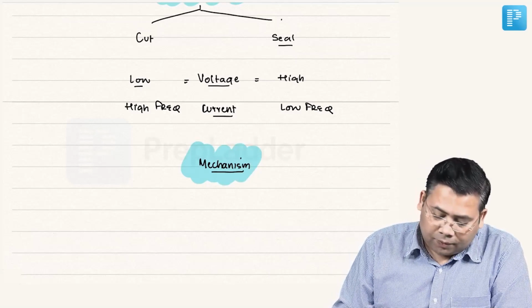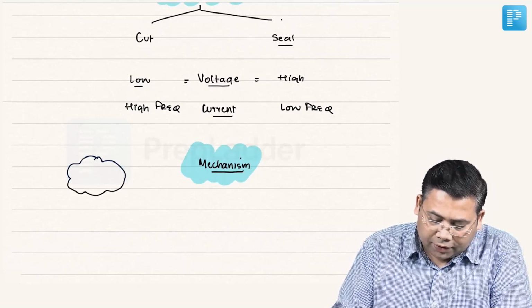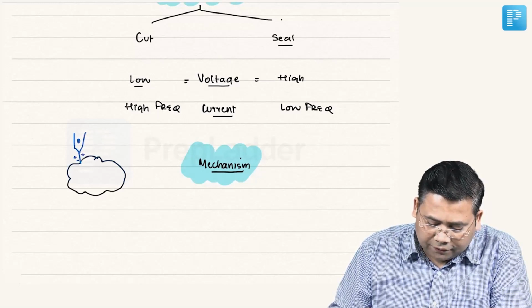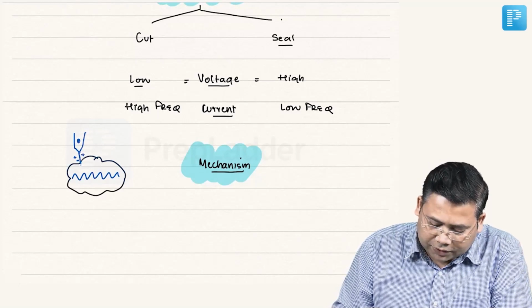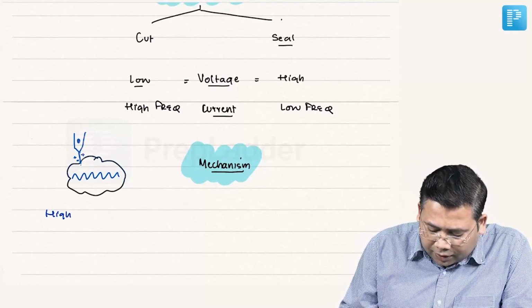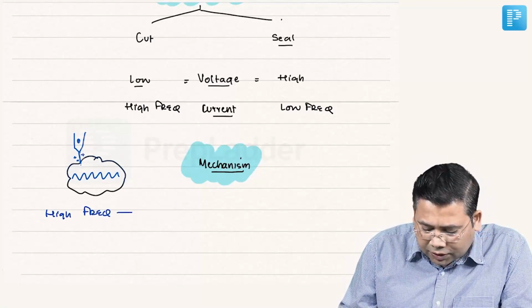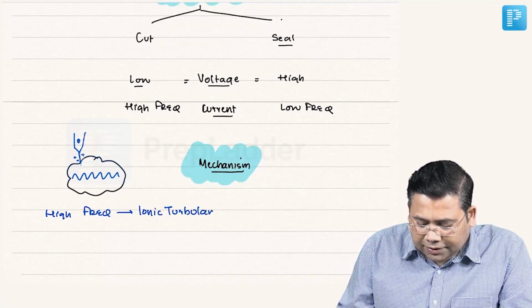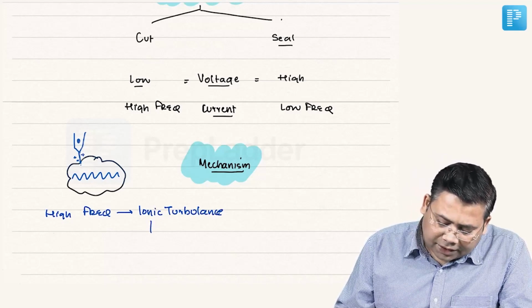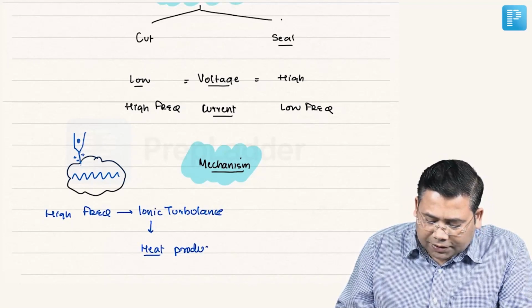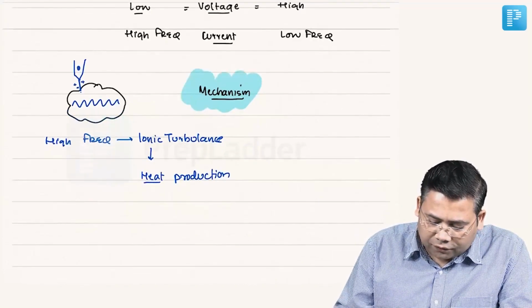So mechanism, suppose this is the tissue and you touch this with a pencil, and the tip of the pencil will have all the concentration of the current. When the current flows at a very high frequency, there is ionic turbulence. So high frequency induces ionic turbulence, and because of this ionic turbulence, the ions are colliding with each other, and when ions are colliding with each other, there is generation of heat. So there is heat production, and this heat production causes evaporation of water.